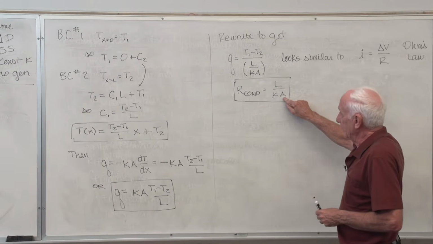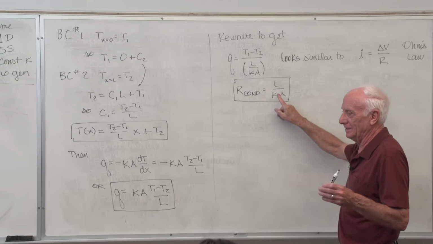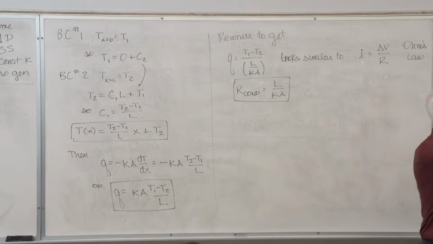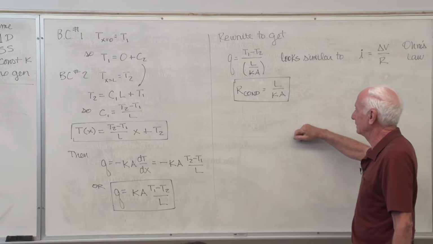The bigger the area, the smaller the resistance, the more heat flows. That makes common sense. Sure, the bigger the area. If I make that wall twice as big as it is, there'll be more heat flow through there. Twice. Okay, got it. That makes sense.